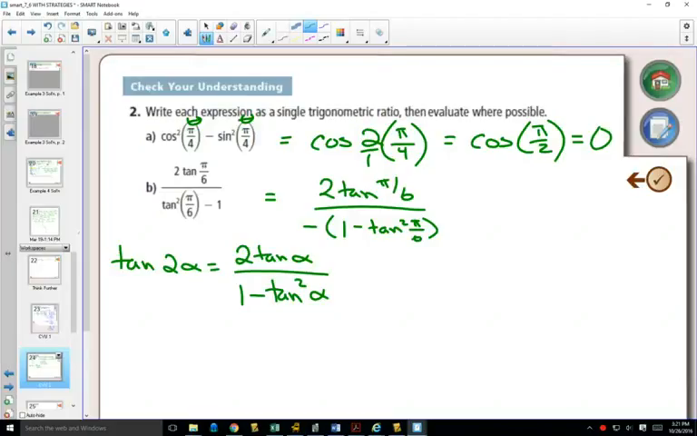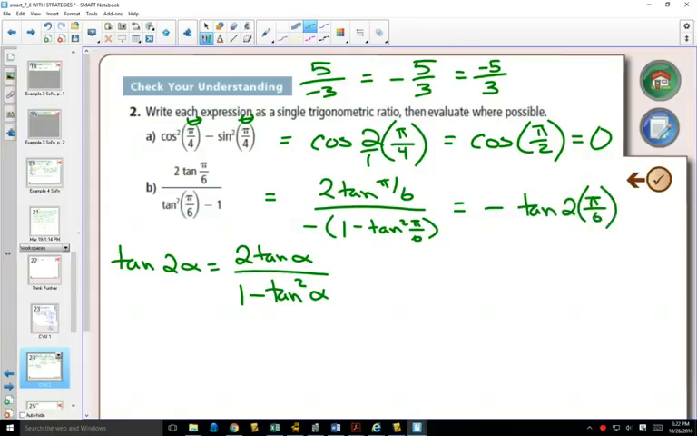Some things about negatives and fractions. If you have a negative on the bottom of a fraction, that's the same as that fraction having a negative out front. It's also the same as that fraction having a negative on the top. In this case, I would think about putting that negative out in front of my fraction. Because then, if I just look at the fraction part without that negative, can you see that that does match up with our formula? So we can change this to negative tan of 2 times pi over 6.